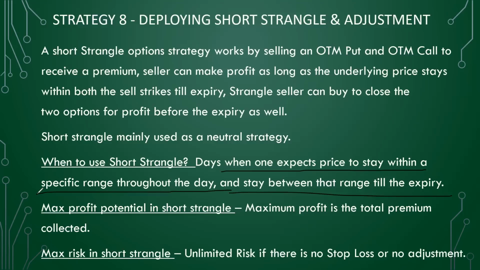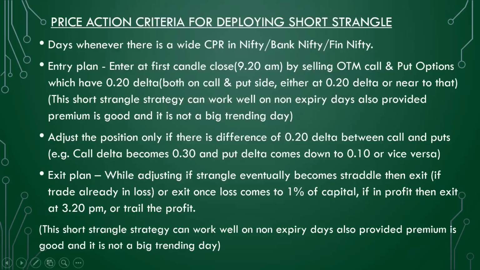So what is the maximum profit potential in short strangle? Maximum profit is the total premium collected. If the market stays within the range which you have marked, then you can make maximum profit on that. Maximum risk in short strangle is unlimited if there is no stop loss or no adjustment. If you don't keep a stop loss and don't do adjustment, then losses can be unlimited, because a strangle has limited profit and unlimited risk.